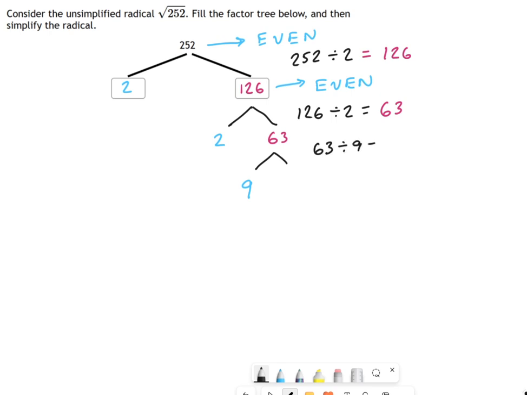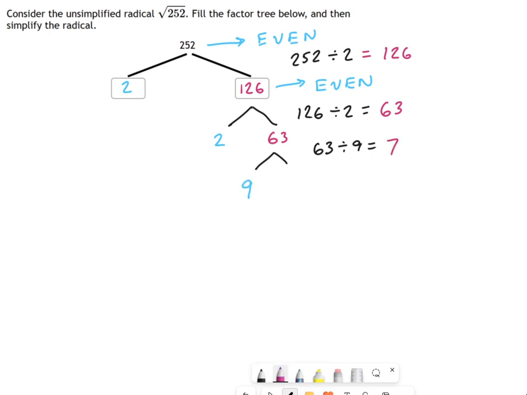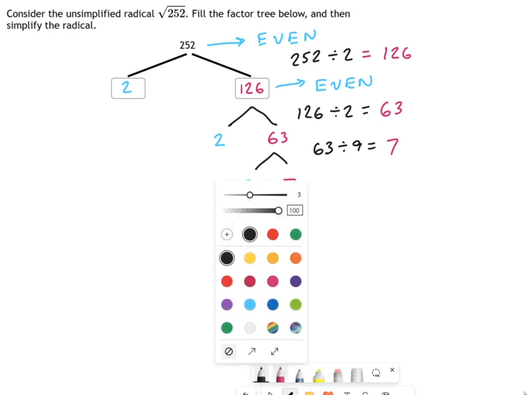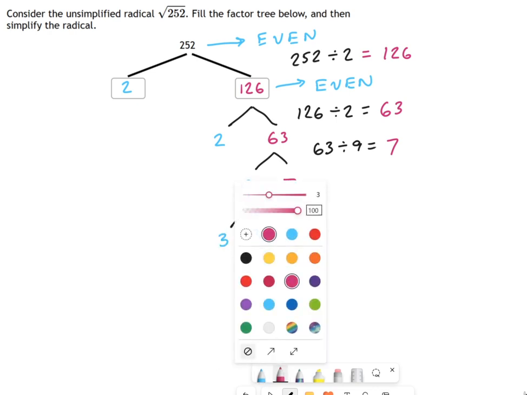63 divided by 9. Does that give me something? Now, if it gives you a decimal, you're out of luck and you picked a bad number. But this one works out. 63 divided by 9 is 7. Okay, now 7 is a prime, so I know that's the end of that branch. But 9 factors out nicely, and that's going to give me 3 and 3. So now I'm at the end of the road, and this factor tree is done because I only have primes left.